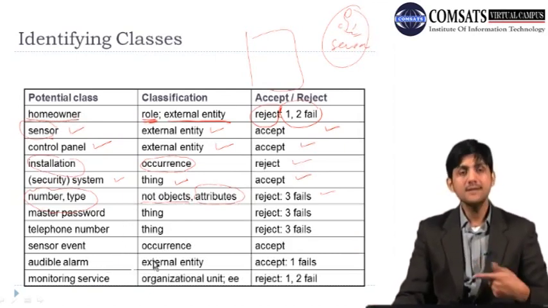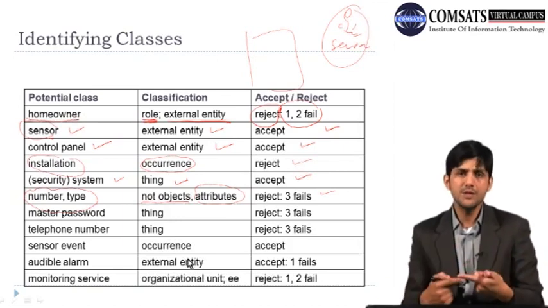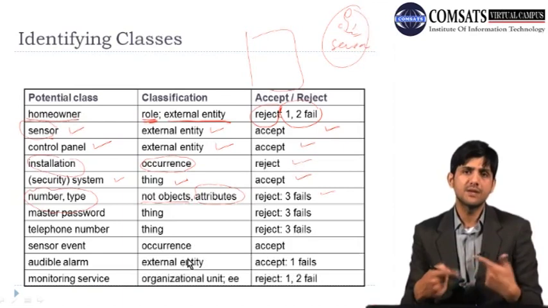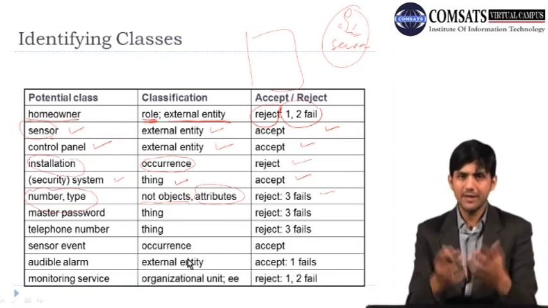Sensor event, now that is an occurrence. And for different types of sensor events, we need to record some information. Different types of events need some services, they need some operations, they would have some common attributes, they would have some common operations. So it's an accept.